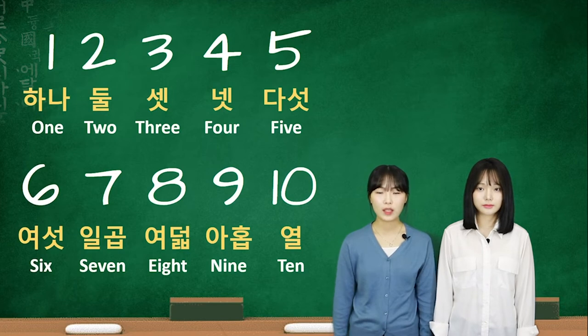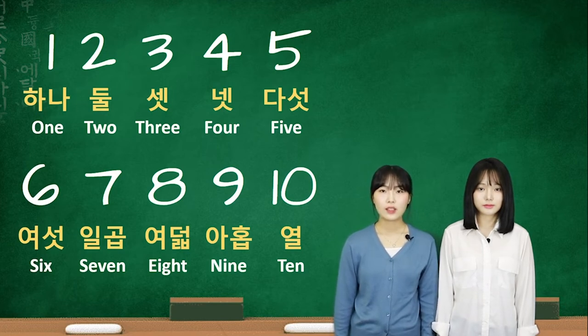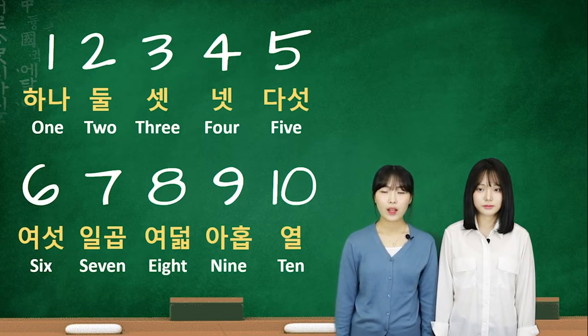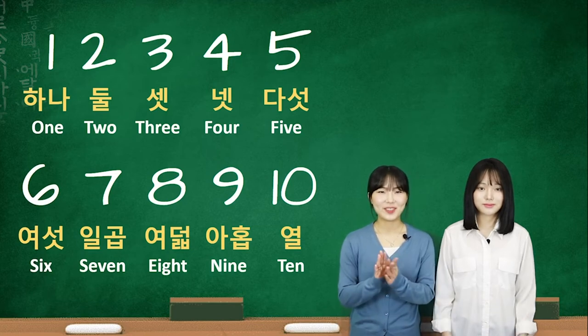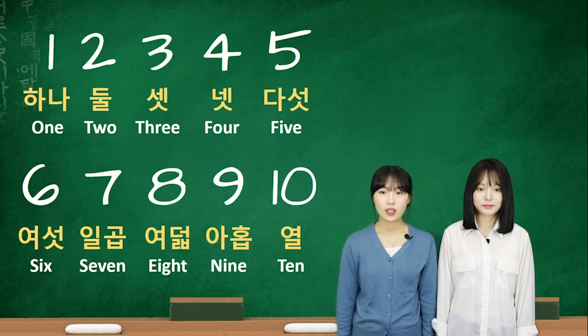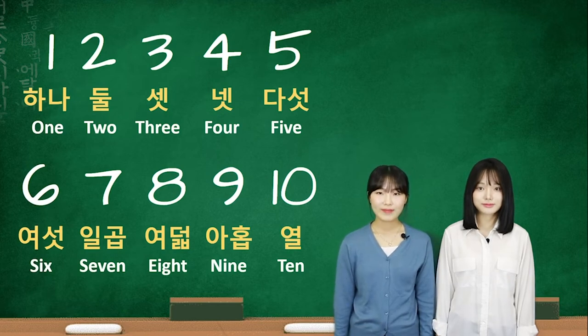Repeat after me. 하나, 둘, 셋, 넷, 다섯, 여섯, 일곱, 여덟, 아홉, 열. Well done. As you might have guessed, in English it is 1, 2, 3, 4, 5, 6, 7, 8, 9, 10. It is so easy, right?